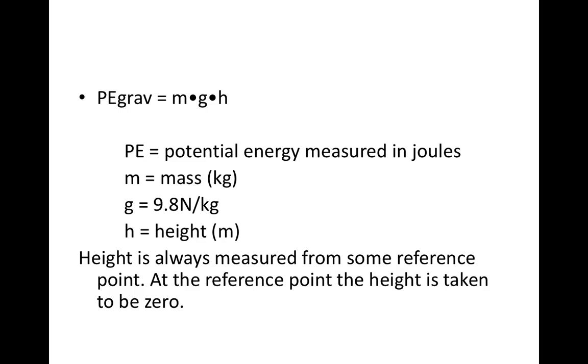Height is always measured from some reference point. At the reference point, the height is taken to be 0. So the reference point is the distance from which the height is measured. And generally, the height is taken to be 0 at ground level. So usually you're measuring the height above the ground.